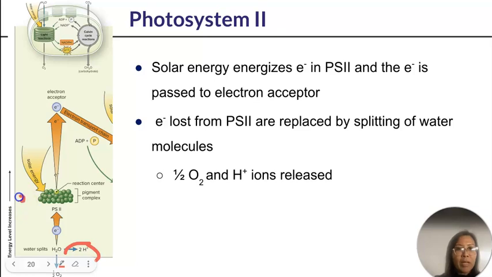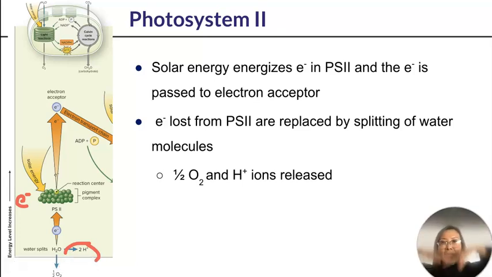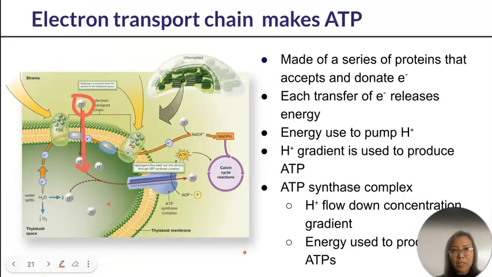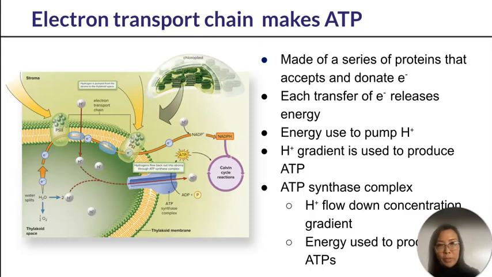So if you recall, the electron is now here in photosystem 2. And so solar energy is going to take that energy and excite the electron. The electron is then passed to a photoacceptor, right? And then we're also going to have hydrogen ions and oxygen being released into the system. We saw that the electron is going to get passed over to the electron transport chain, right?